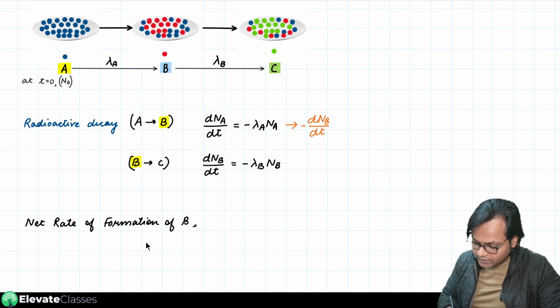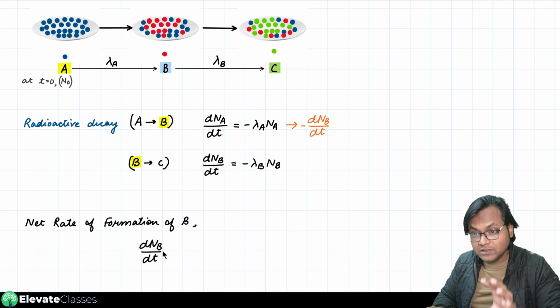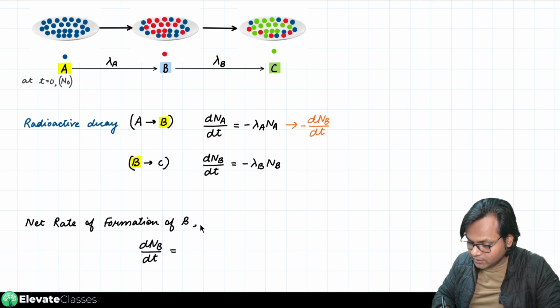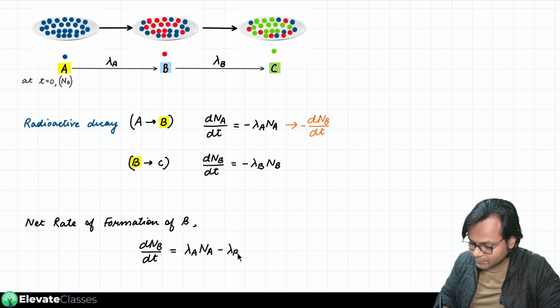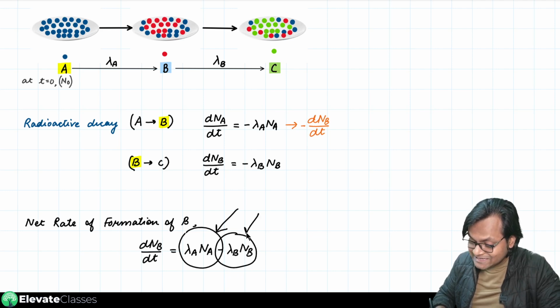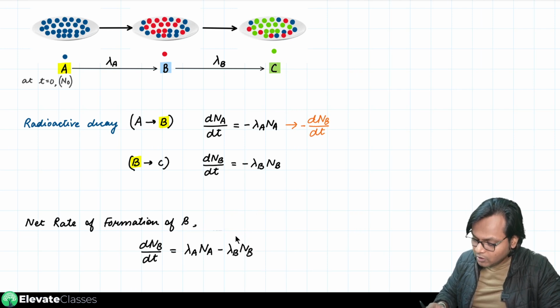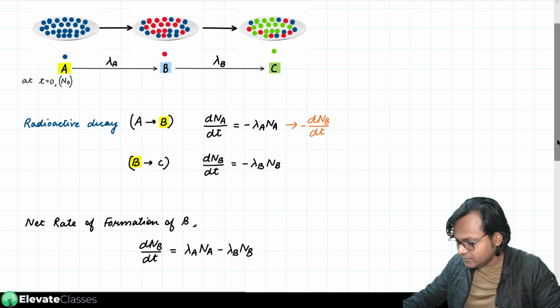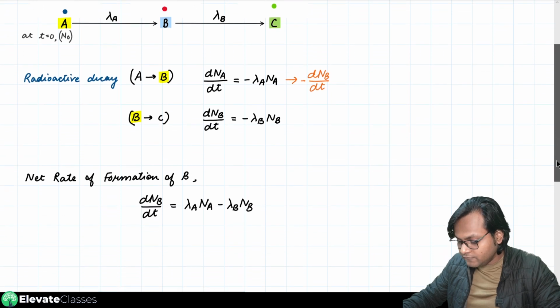So therefore, the rate at which, if I can write it in a fashion, dNB upon dt, which represents the net rate at which B is decaying as well as forming, is simply equal to lambda A NA minus lambda B NB. Keep in mind that this is the rate of formation of B and this is the rate of decay of B into C. So I want to solve this equation first. If I can solve this, then my calculations would follow automatically.